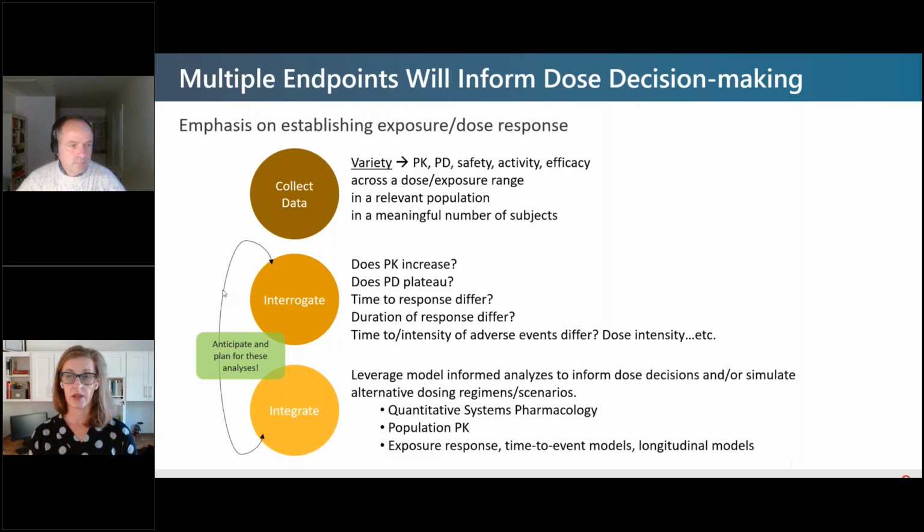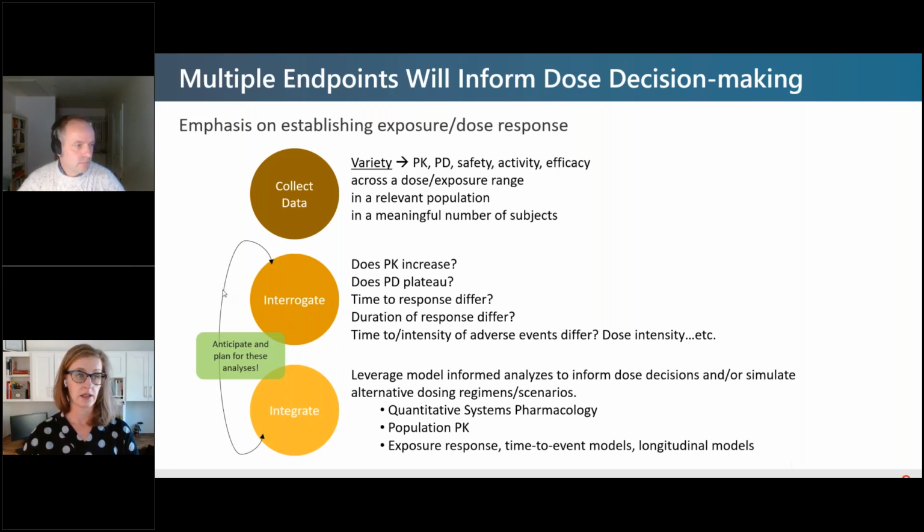Not only will the decision-making endpoints change through development, but there are multiple factors that need to be considered for determination of an optimal dose. The first goal we must all commit to is to first collect the data. Collect a variety of data and endpoints across an active dose range in a relevant population, and study these data and endpoints in a meaningful number of subjects.